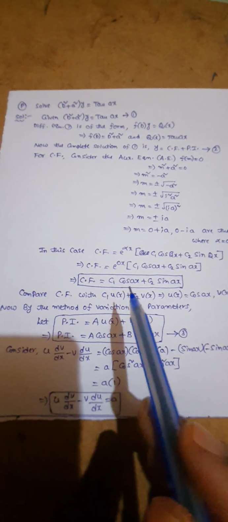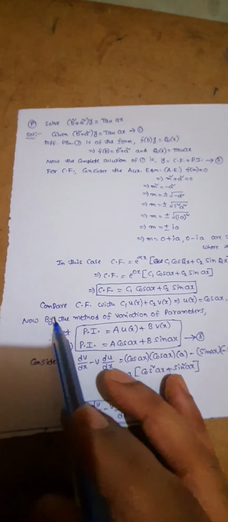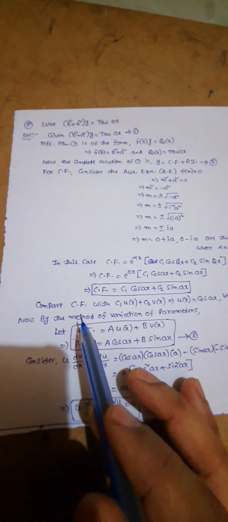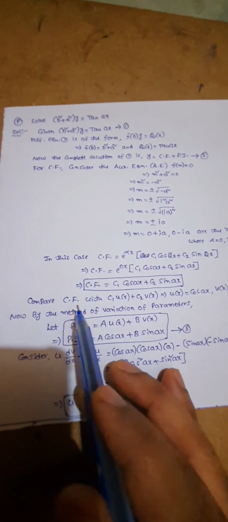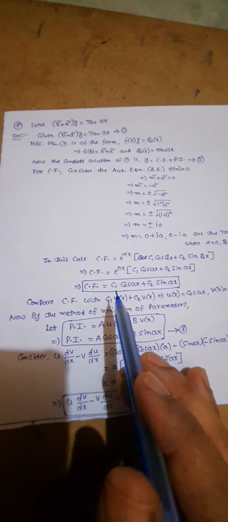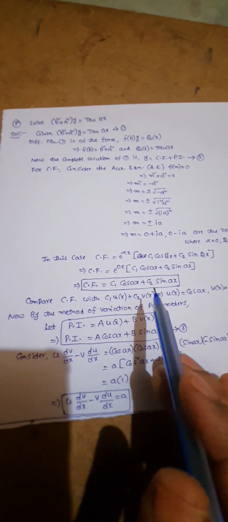The method is, first we have to compare for every problem. If you want to use variation of parameters, this is the process: first find CF, and then proceed. Remember, we use variation of parameters only for a second order differential equation. Therefore, as this is a second order differential equation, I opt for variation of parameters to find PI. Now I start the process. Compare this CF with c1 u of x plus c2 v of x.